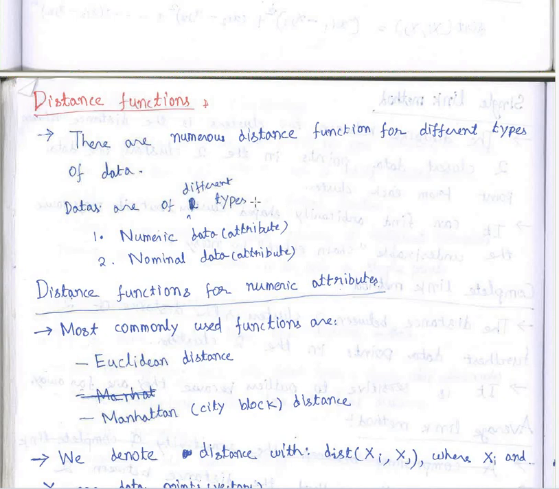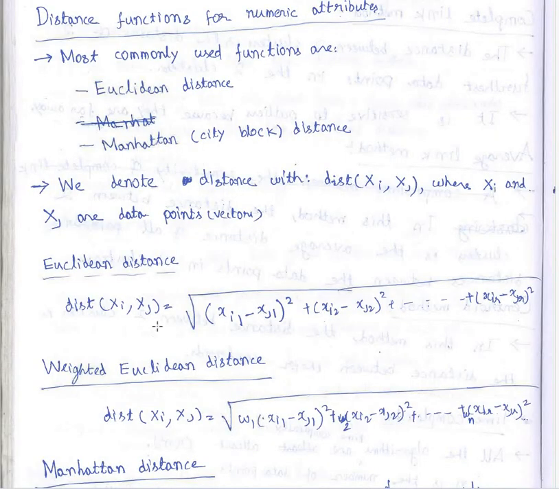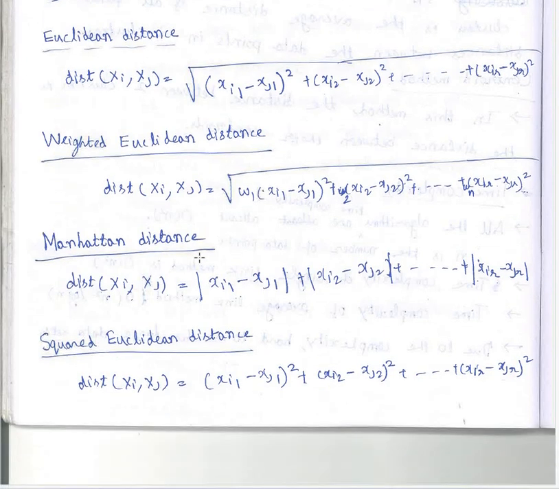Distance functions: there are many distance functions for different types of data. For numeric data, the most commonly used functions are Euclidean and others. These are the distance measures. Euclidean distance is the common one: root of (xi1 minus xj1) whole square plus (xi2 minus xj2) whole square, and it goes on like that. Weighted Euclidean distance: we multiply each difference with a weight, w1, w2, etc.